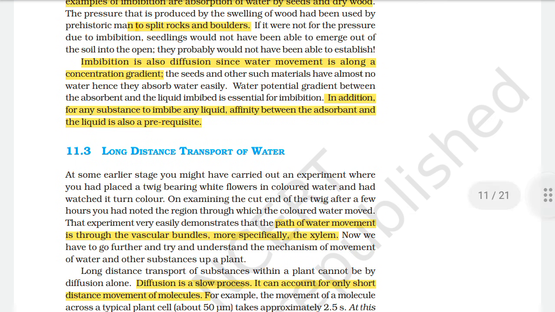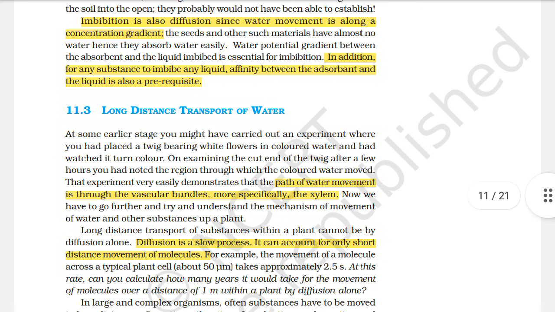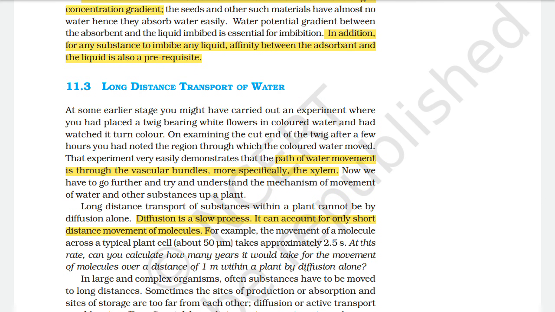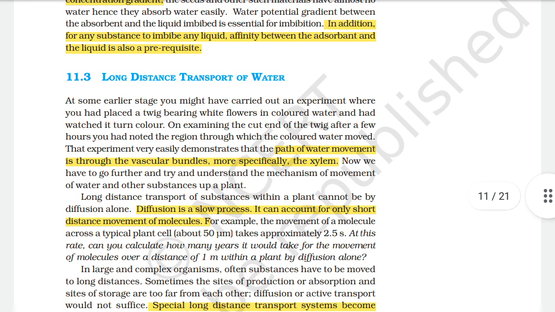Okay, so imbibition is water movement only, along a concentration gradient. In addition, for imbibition there must be an adsorbent and an adsorbate. What is that? The adsorbent is the surface into which the liquid is imbibing, the imbibing surface, and the liquid is known as the adsorbate. Okay, so affinity should be there between these two.